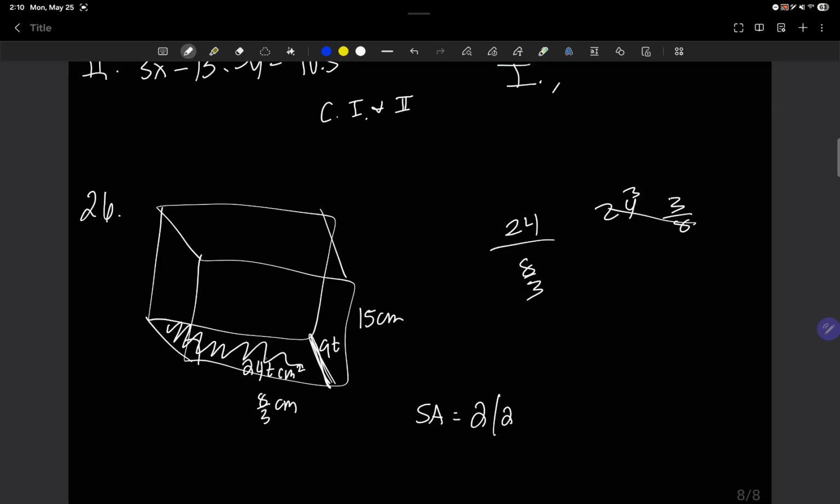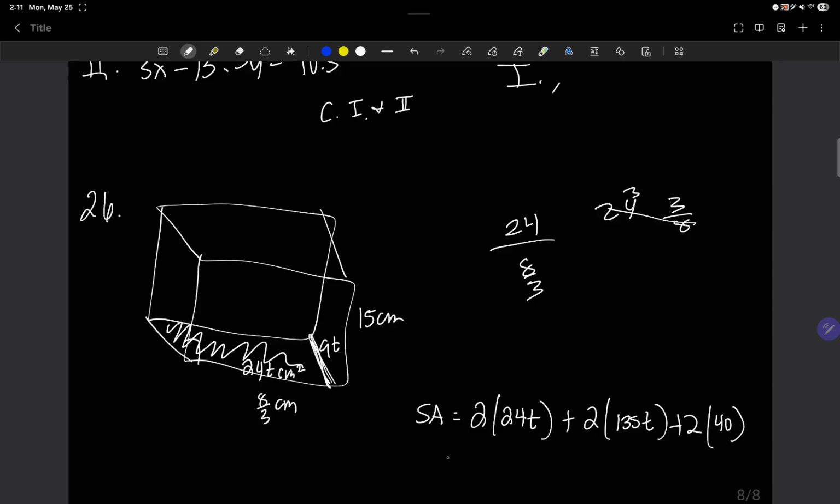Well, you already know the bottom one. The bottom one's 24t, and there are 2 of those. That's the top and the bottom. Right, 24t. Then there are 2 that are 15 by 9, that's 135t times 2. And then there are 2 that are 8/3 by 15. So 15 divided by 3 is 5, 5 times 8 is 40.